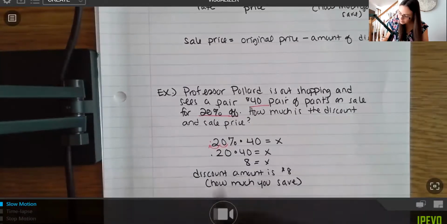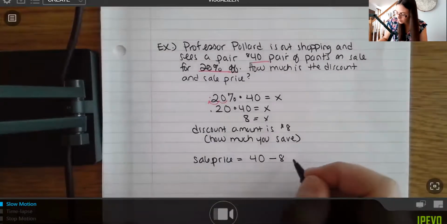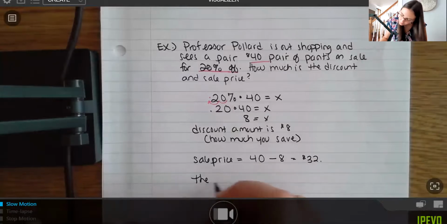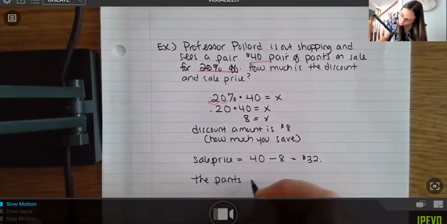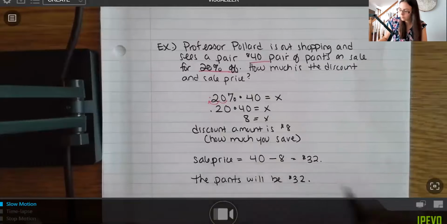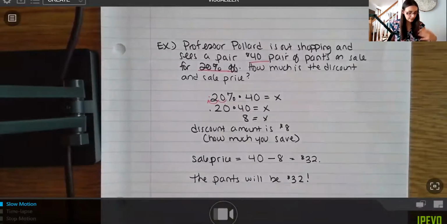And then the sale price, I keep running sales. Sale price is equal to the original amount of 40 minus my discount. So they're going to be $32. Right, so the pants will be $32. So that's how we can find a sale price here of an item.